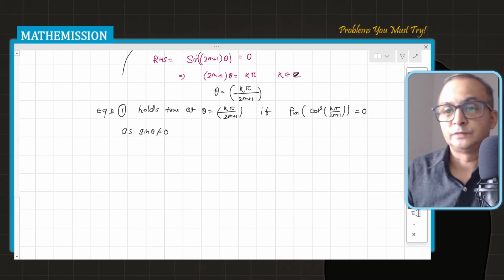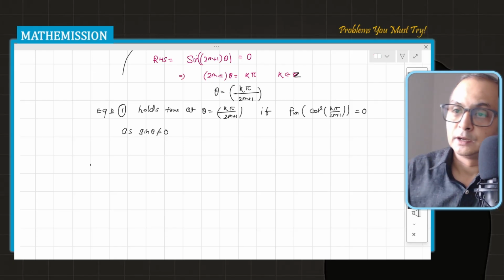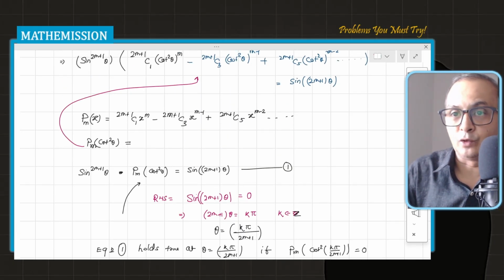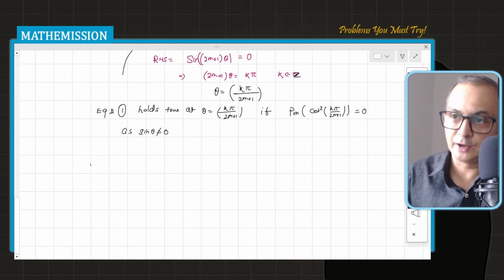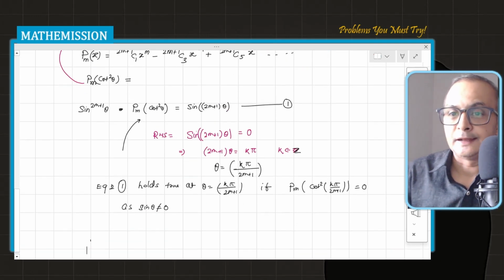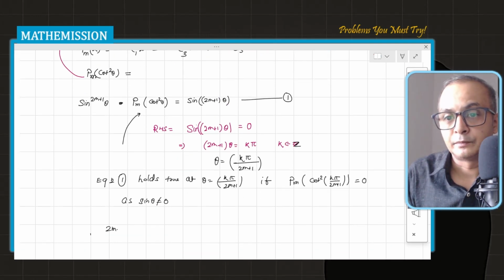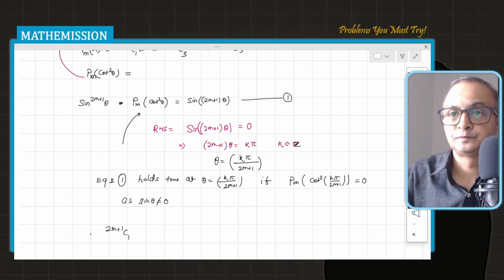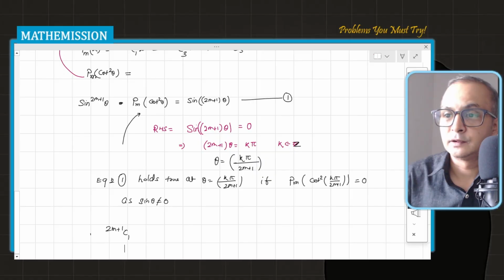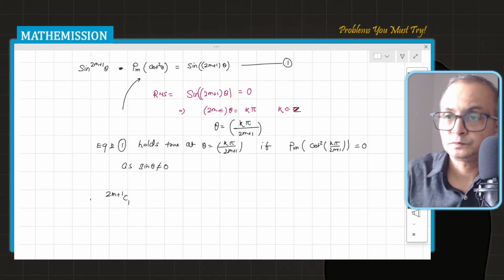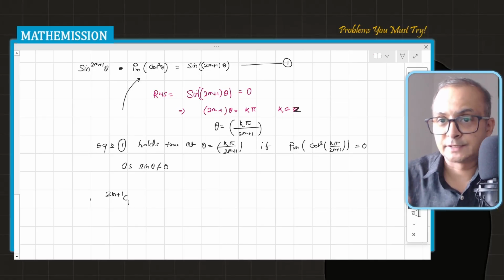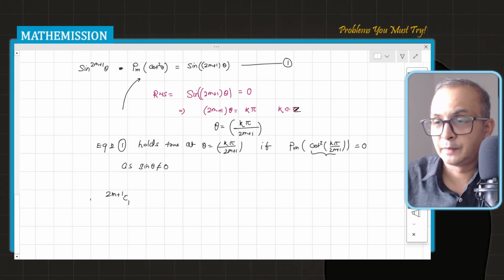It means what? That we got here this polynomial, what we found in terms of cot² theta, that sum should be 0, means that value should be 0. What is the meaning? It means that 2m plus 1 c1 and x is going to be what? The x is a placeholder of the cot square k pi by 2m plus 1.